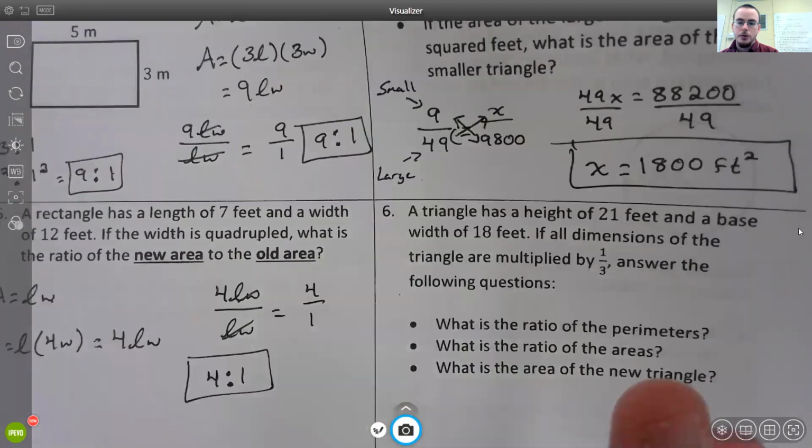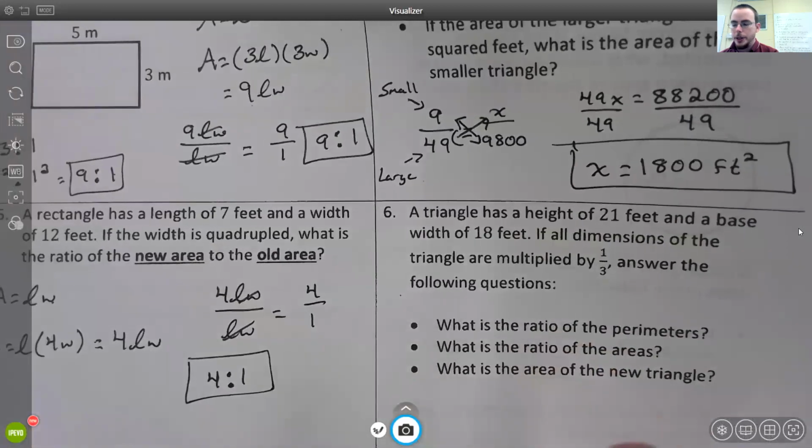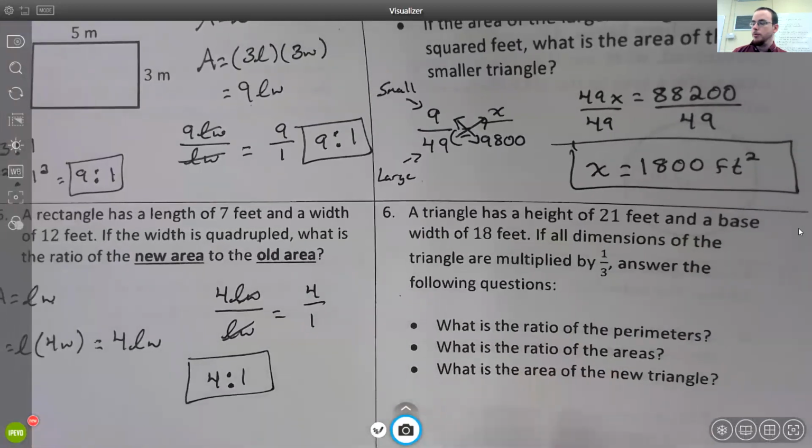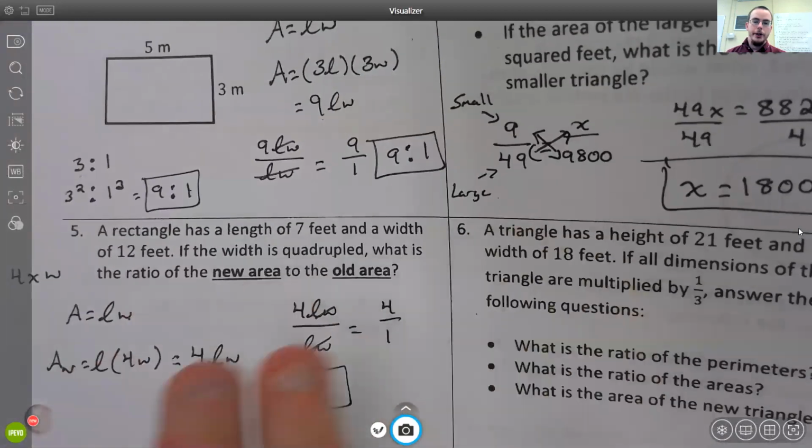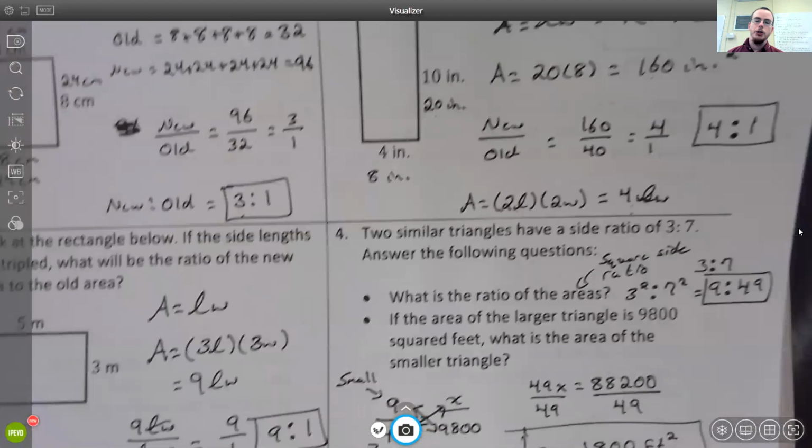And we are going to skip number 6. It'll be on a key or something with this, but you guys don't need to know that for the IXLs that you'll be doing.